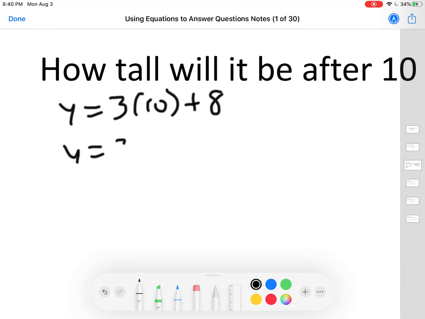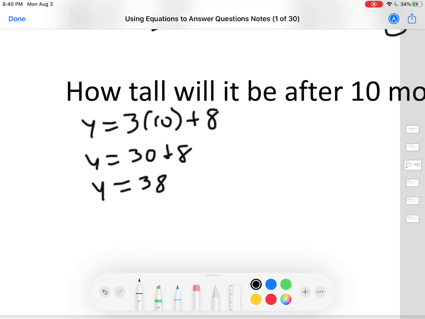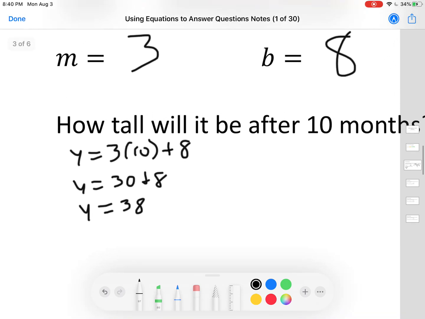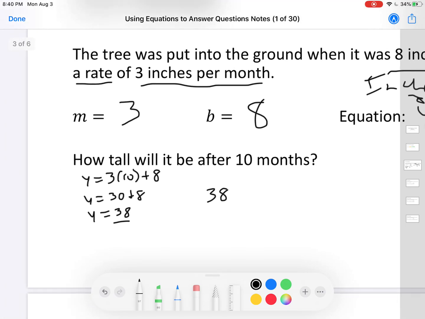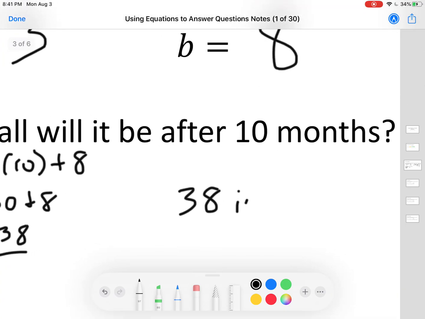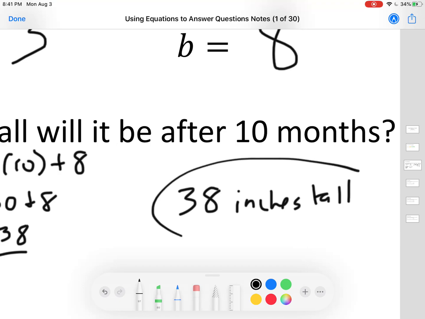So y equals 30 plus 8. Y equals 38. There are the steps that you need to show. Now you also must answer the question. How tall will it be after 10 months? Well, 38. And since 8 is inches, it will now be 38 inches tall. And it's good practice to circle.